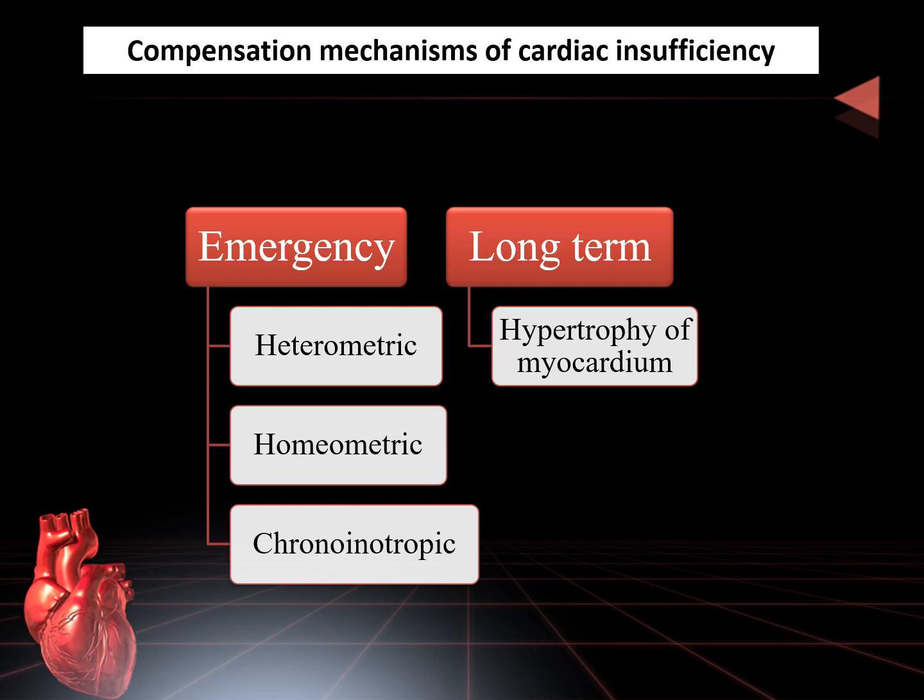The chronoinotropic mechanism is one of the urgent compensatory mechanisms, which is activated when heart function increases. The significance of this mechanism is that, with an increase in heart rate, the contractile strength of the heart increases too. The basis of the chronoinotropic mechanism is the acceleration of the entry of calcium ions into the cardiomyocytes under the action of catecholamines.